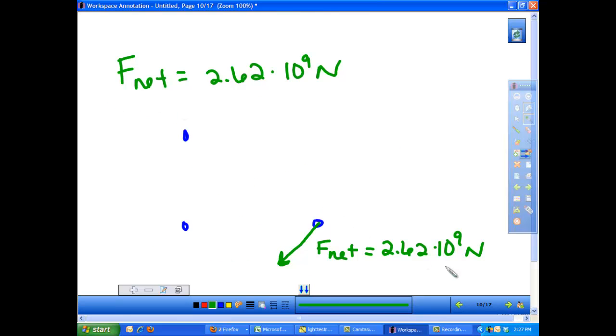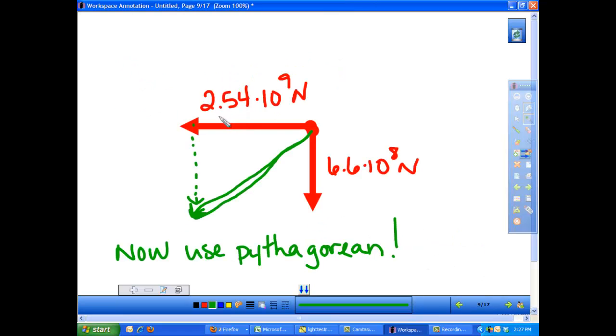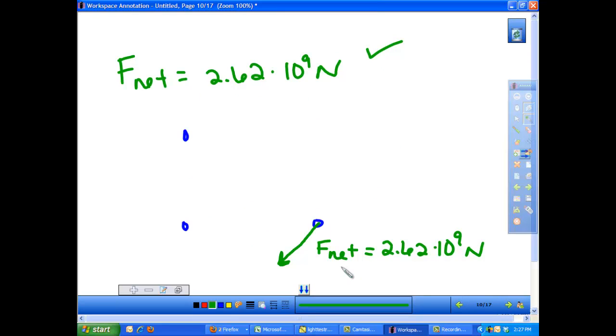So after I do Pythagorean theorem, and I square this, and I add it to the square of this, and then take the square root of it, you should get 2.62 times 10 to the 9th as your net force, traveling in this general direction. I might ask you to find the angle at which it's traveling, but for right now, let's just focus on finding the magnitude of the net force, which is what we did here.